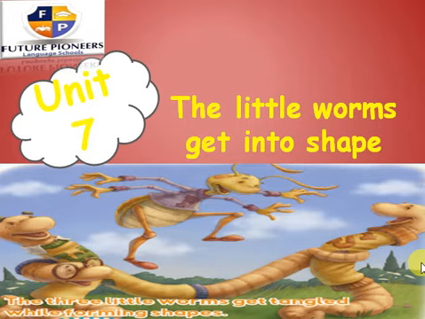Okay, today we're going to start a new unit, which is Unit 7. And its title is The Little Worms Get Into Shape. As you can see in the picture, there are three worms, 1, 2, 3, and a bug. So we got four characters in this story. Of course, the new unit has a new story. The three little worms get tangled while forming shapes. A nice story, let's hear about it.